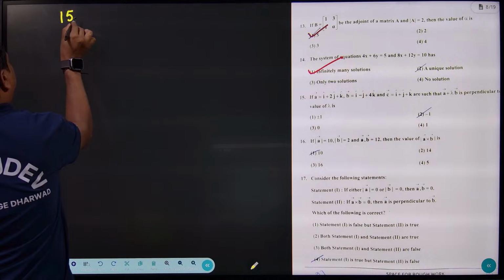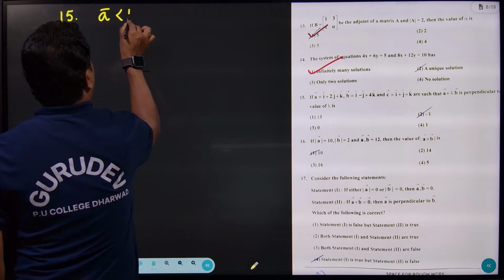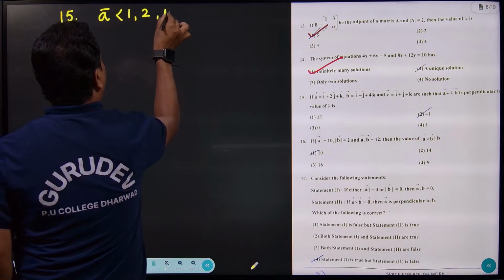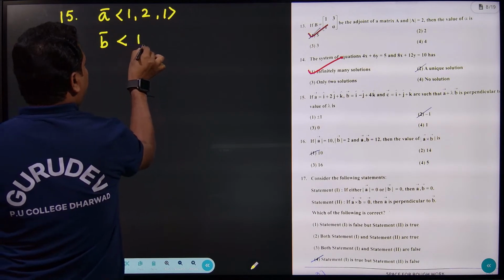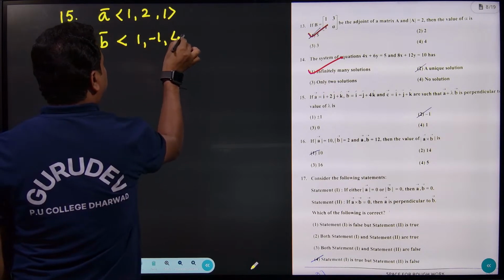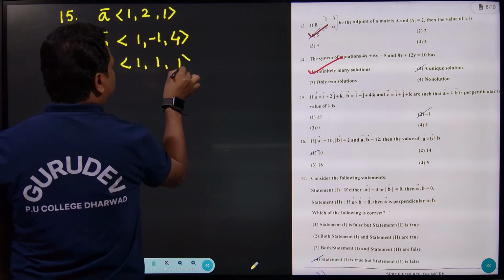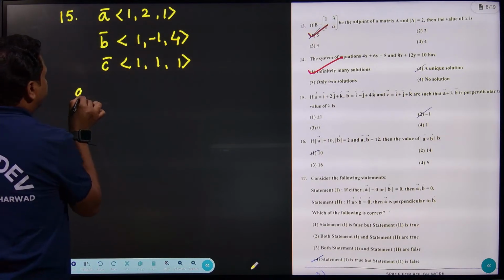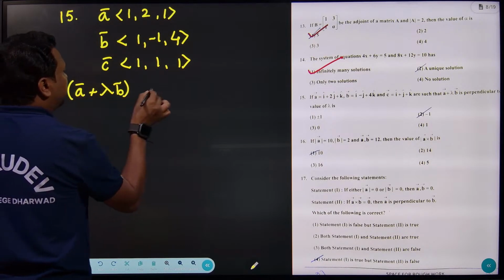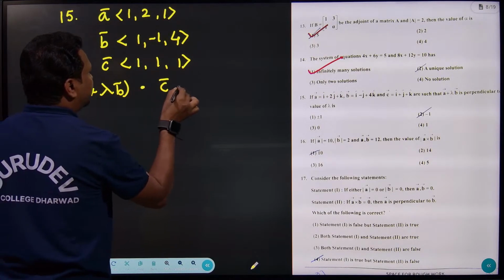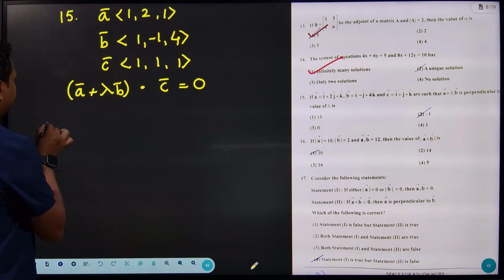Question number 15. I'll just take care of the scalars. What are the scalars of vector A? 1, 2, 1. Scalars of vector B: 1, minus 1, 4. Scalars of vector C: 1, 1, 1. Such that A plus lambda B is perpendicular to vector C. When I say perpendicular, the dot product is equal to 0.